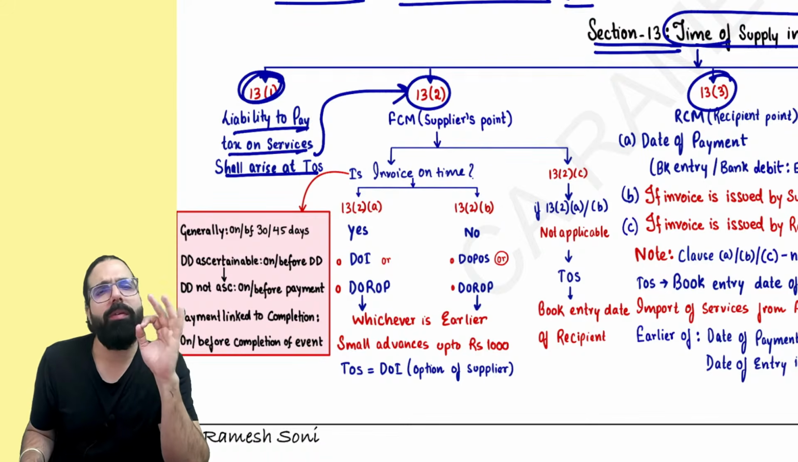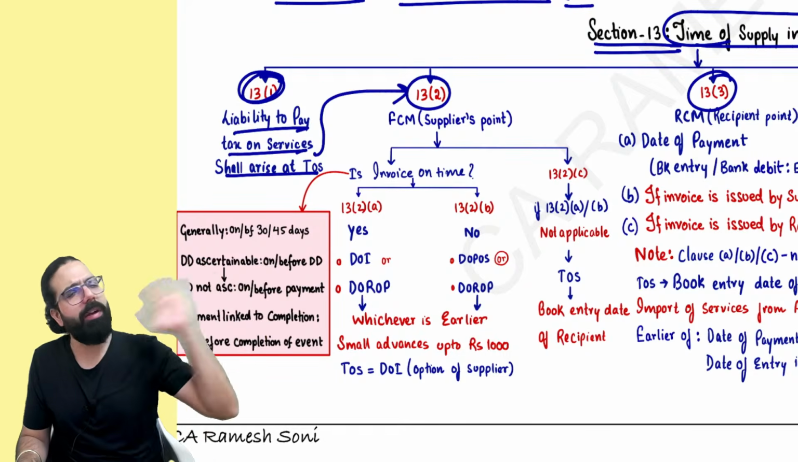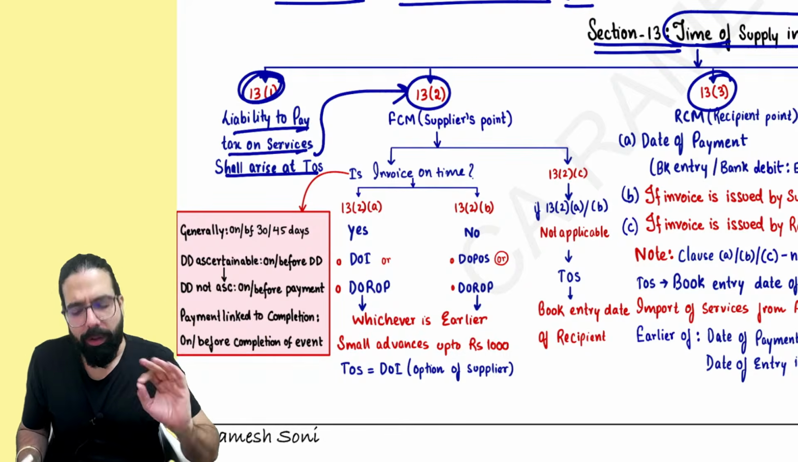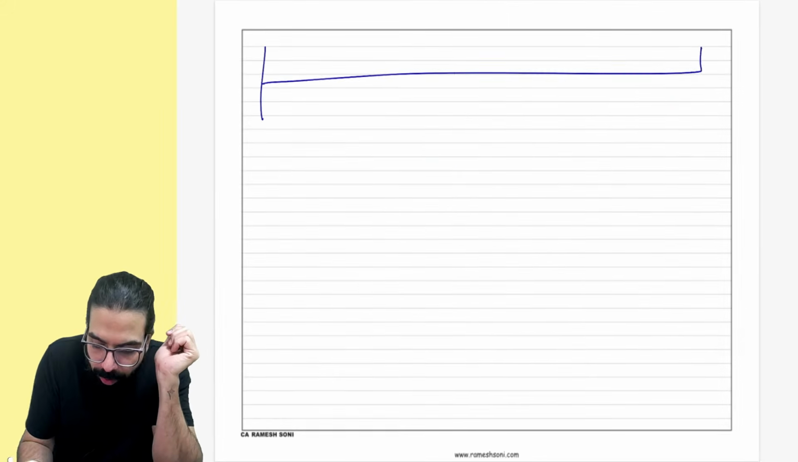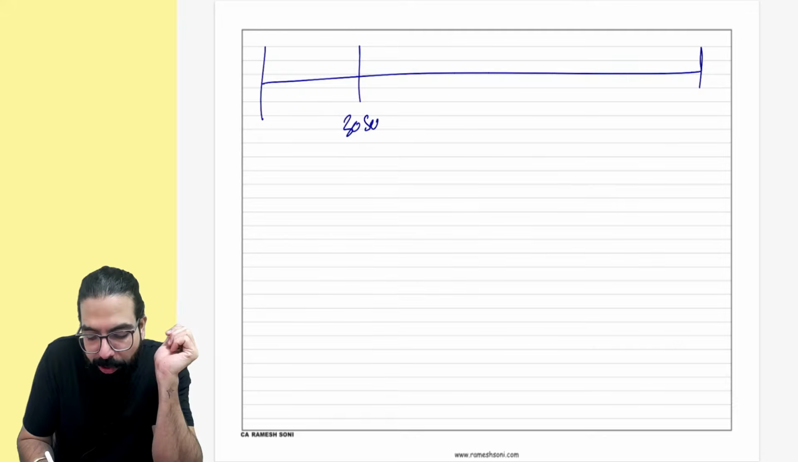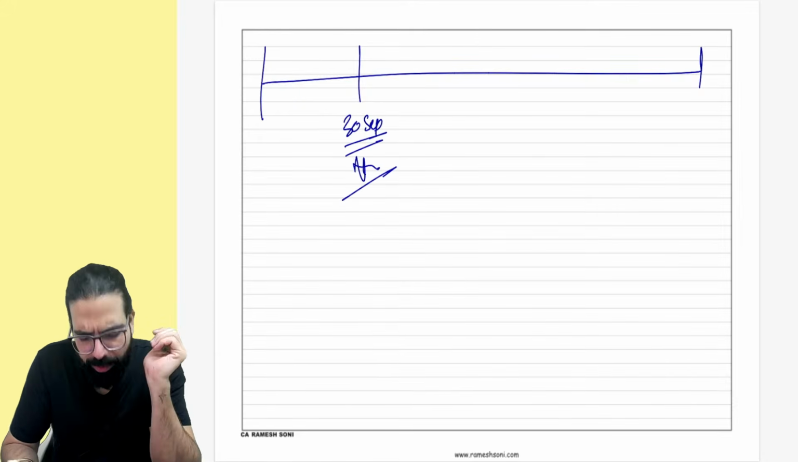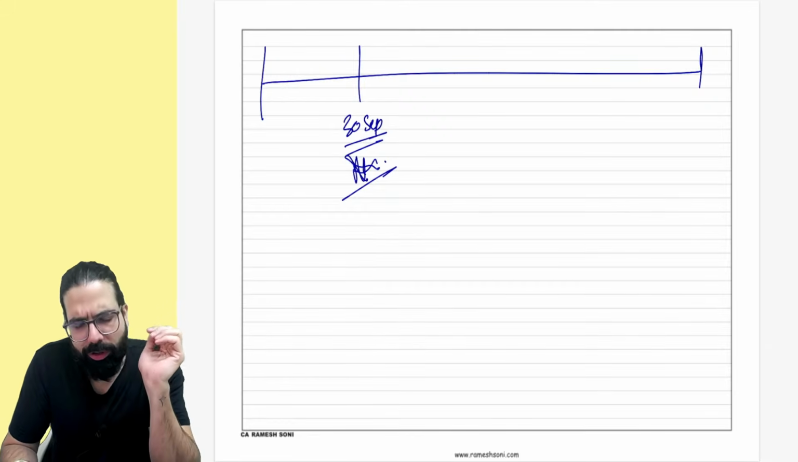Sir, if you have given a service, for example, I am a chartered accountant, I have given a service. Now, you have to understand one thing, everyone. Listen carefully. I signed one balance sheet on 30th September. Okay? I signed one balance sheet on 30th September.